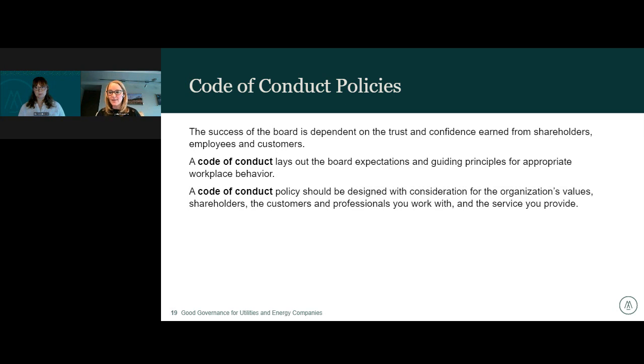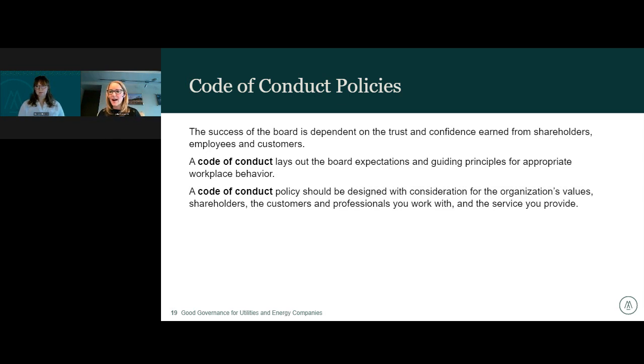And this gets into the last point that we just made. It is not in a significant amount of detail. It's not going to go into substance abuse. It's not going to go into the real detail that we do expect to have at the policy level from an HR perspective. But what it does is say, at a high level, this is what we're expecting. And the board is going to say, this is the level of expectation we want from our employees and from others. It needs to be designed with consideration to your values, shareholders, customers, professionals you work with.